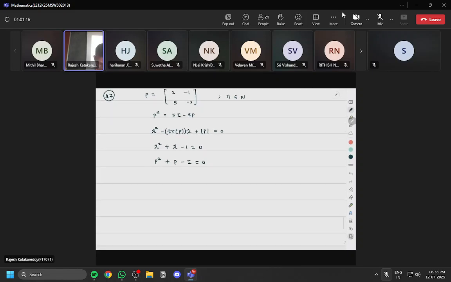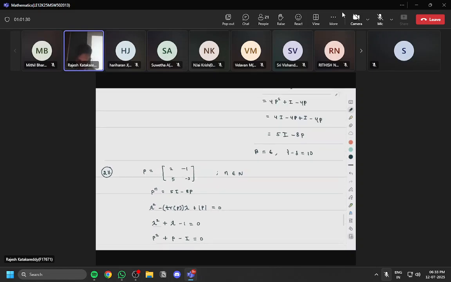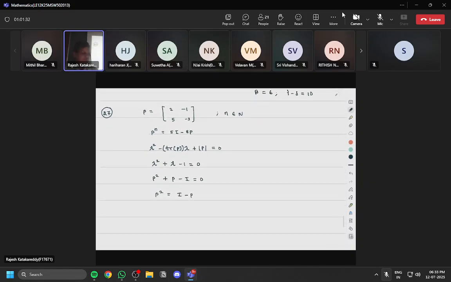From here, P square must be equal to identity minus P. I think it's the same problem as the earlier one, you can compare. From the previous problem, P power 6, so n must be equal to 6. Clear? Any doubts?